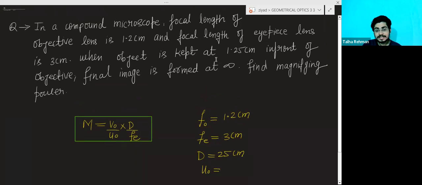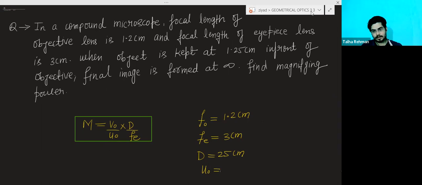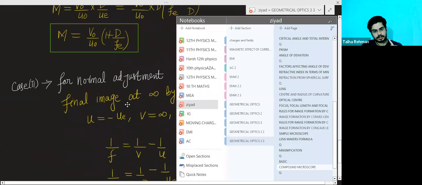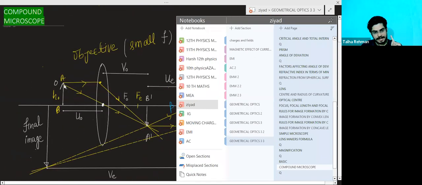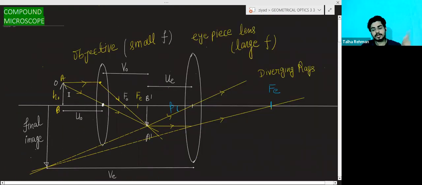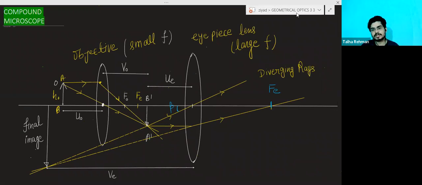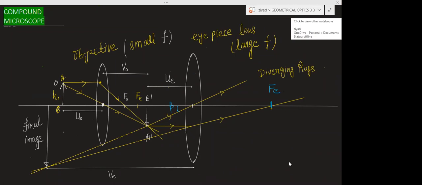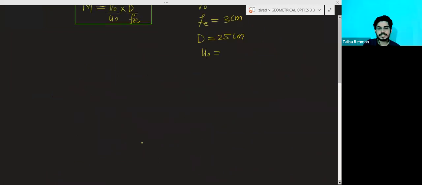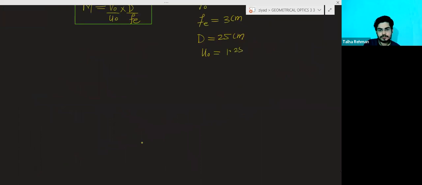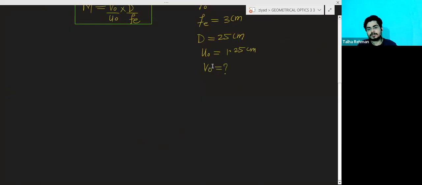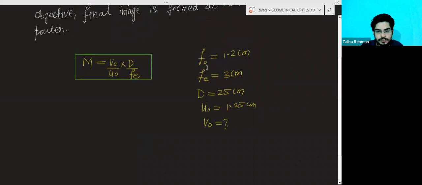You can see when the object is kept at a distance of 1.25 centimeter in front of the objective. Means this is the objective, and somewhere here the object is. So this distance is given as 1.25 centimeter. So this distance you will take negative. So object distance is given, 1.25 centimeter. But we do not have this distance V naught, so we want to find this V naught. We have U naught, we have F naught.